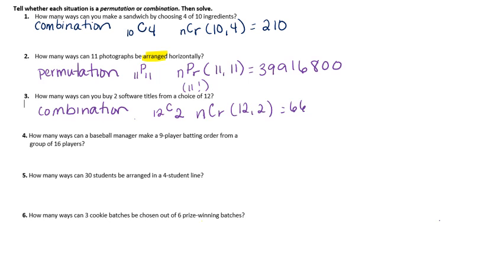All right, how many ways can a baseball manager make a 9-player batting order from a group of 16 players? Order, there's my keyword, order. Order matters, so that's a permutation because order matters. So I have 9 players, and I'm choosing, sorry, that's a lie. I have 16 players, and I'm choosing 9 at a time. All right, so again, I'm going to type that in as such.